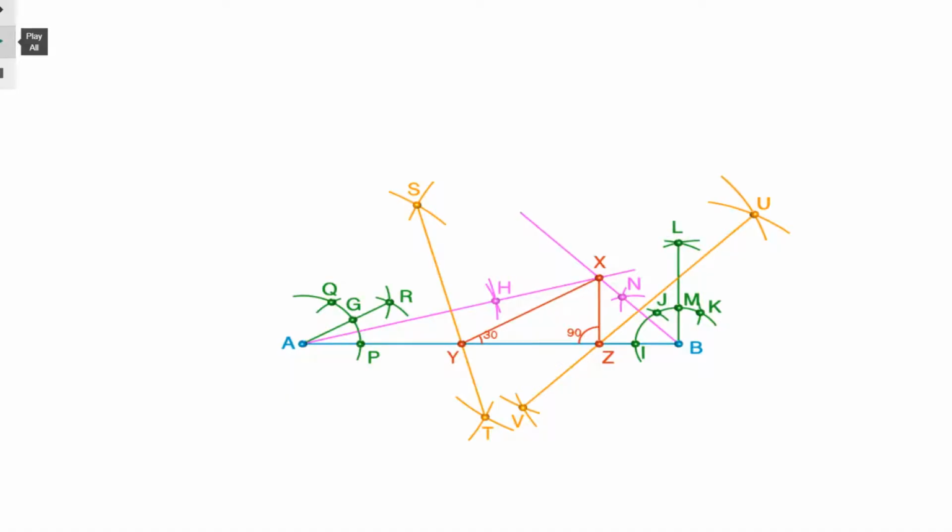In this video, we are going to construct a triangle given its perimeter and two base angles. Construct a triangle given its perimeter and its two base angles. So construct a triangle XYZ in which angle Y equals 30 degrees, angle Z equals 90 degrees, and XY plus YZ plus ZX equals 11 centimeters, which is its perimeter.